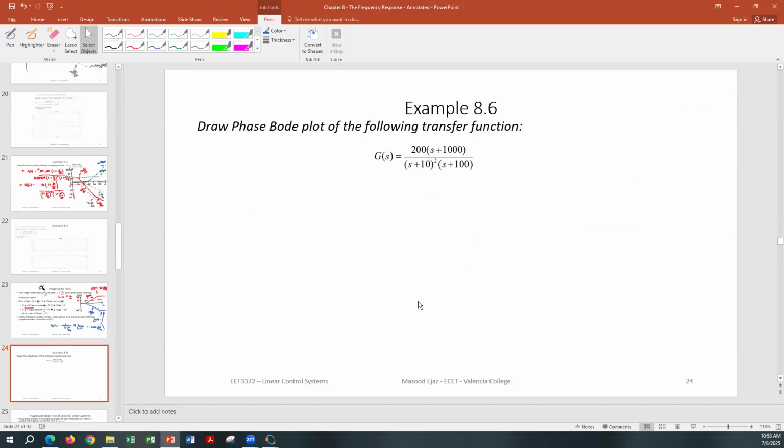Okay, so it has a square function. Let's do this and then we'll discuss it. So draw the phase Bode plot of this function.